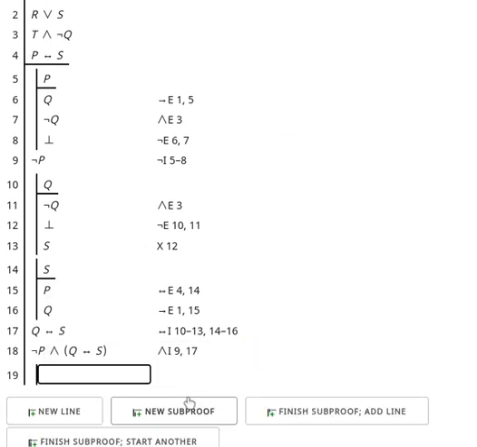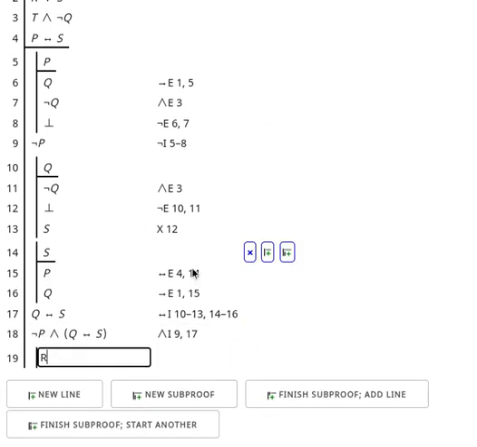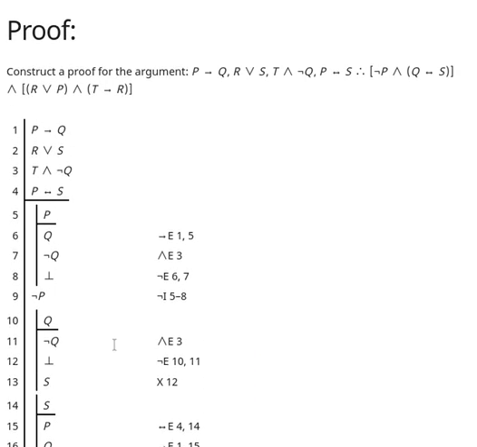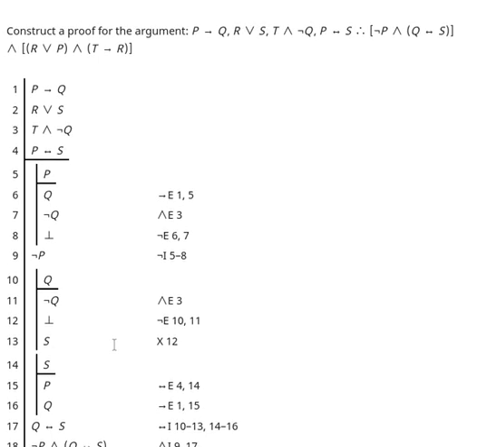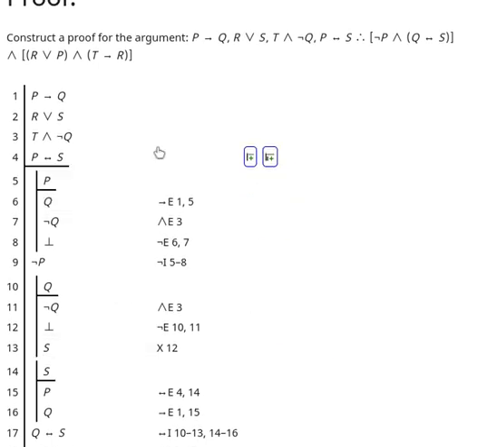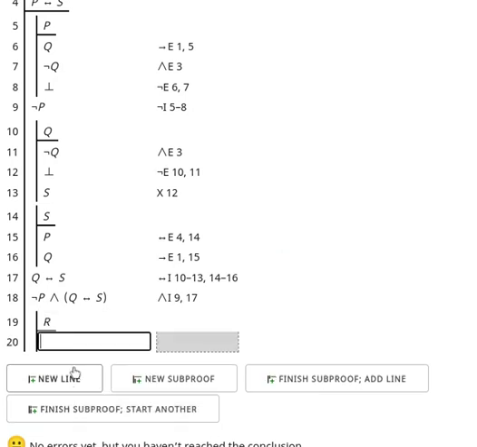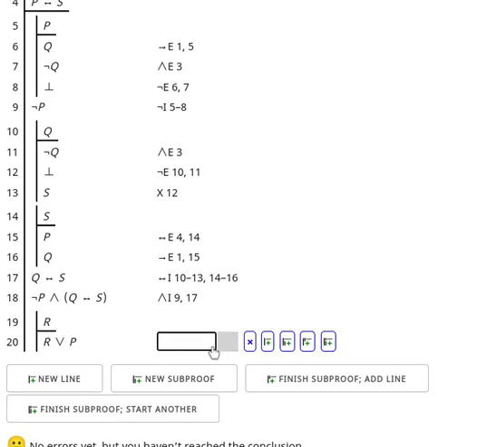So let's start a new subproof. We might have R. If we have R, we want to show R or P, so we could just do R or P. And so this lowercase v is how you represent disjunction. This is disjunction introduction on line 19.